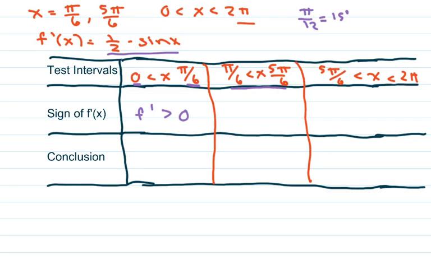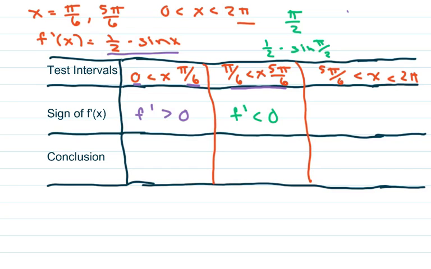I do the same thing here. I'm taking the midpoint of those two, and you add those up, you get 6 pi over 6 divided by 2, so it's pi over 2. If you plug that in, you get 1/2 minus sine of pi over 2, and that's going to be negative, because sine of pi over 2 is 1. So my derivative is negative.